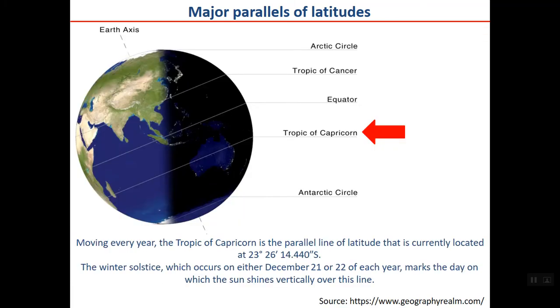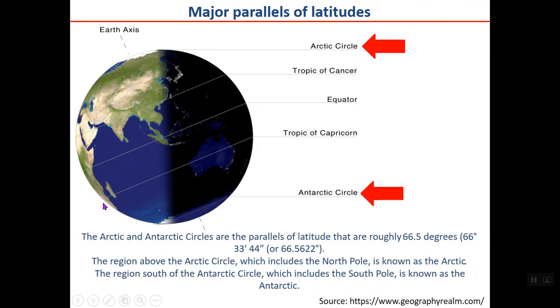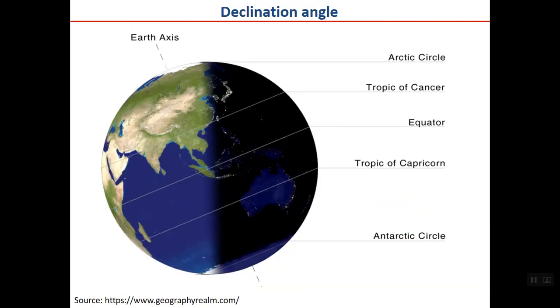The next parallel is Tropic of Capricorn, as you can see here. It is in the southern hemisphere, the same figure as Tropic of Cancer. And the same explanation applies for the winter solstice or Tropic of Capricorn. The winter solstice, which occurs on either December 21st or 22nd each year, marks the day on which the sun shines vertically over this line. And there are also two circles, as you can see here, the Arctic Circle and Antarctic Circle.